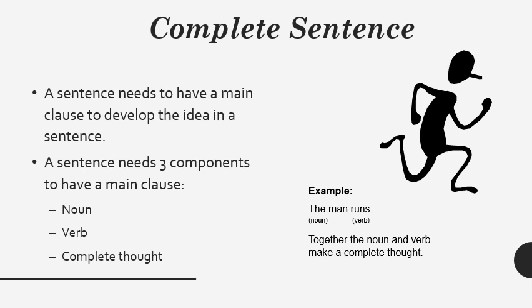Together, the noun and verb make a complete thought. You see here, the noun and the verb, they make a complete thought. I hope that now the definition of a complete sentence is clear for you. Let's move to the next slide.